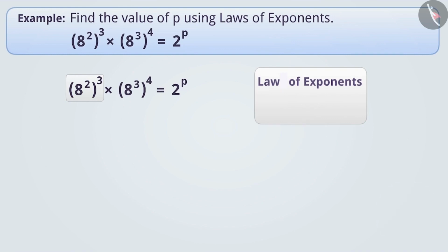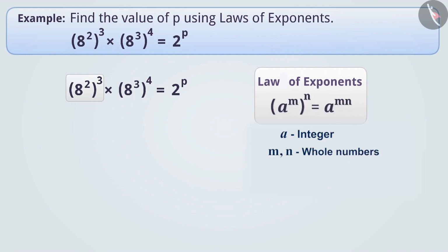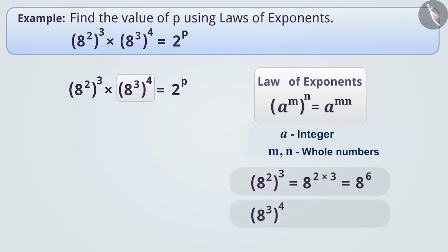We will use a to the power of m to the power of n, which is equal to a to the power of mn, where a is an integer and both m and n are whole numbers. Using this law, we can write 8 square to the power of 3 is equal to 8 to the power of 2 into 3, which is equal to 8 to the power of 6. We can also simplify 8 cubed to the power of 4 by using the same law. 8 cubed to the power of 4 is equal to 8 to the power of 3 into 4, which is equal to 8 to the power of 12.